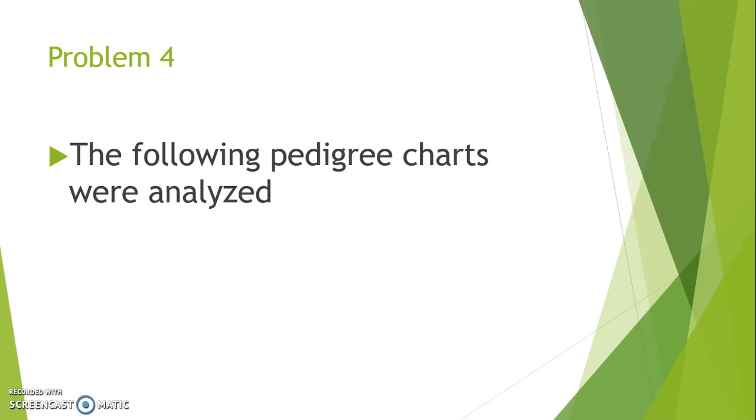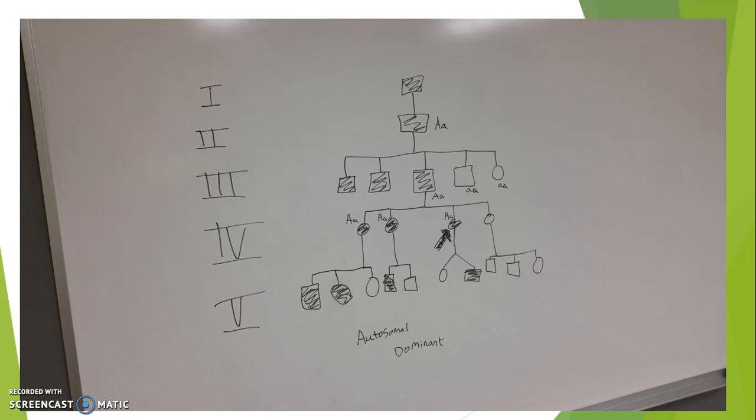And so the following pedigree for problem 4: the following pedigree charts were analyzed. And so this one is an autosomal dominant. It's an autosomal dominant because of these particular traits right here. And so this guy has to be heterozygous, as long as with these children right here, but these guys have to be recessive.